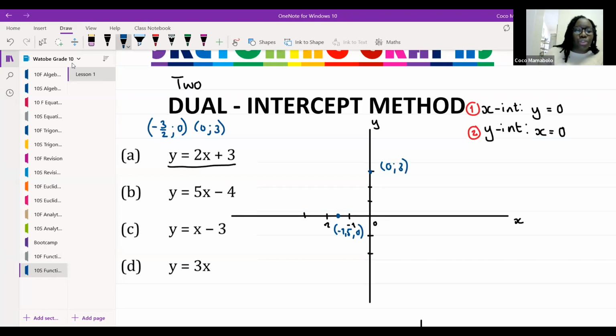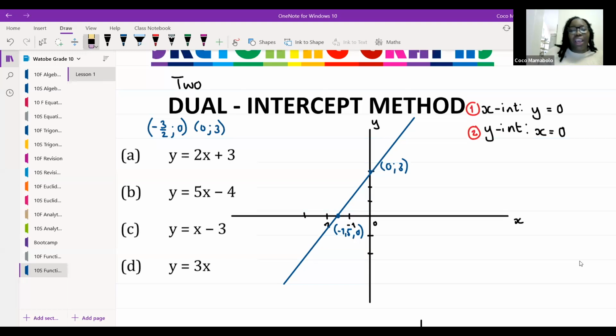Then the last thing for me to do is to pick up my ruler and join these two together. Okay, join them together. That's it. All right. Most of you guys already know how to use the dual intercept method, just like Akwande is saying. Is this revision? It kind of is, but it's the first thing we do in grade 10, and we will do it again in grade 11, just as a reminder, because this does show up in your matric paper. So it's very important that we know how to do it.